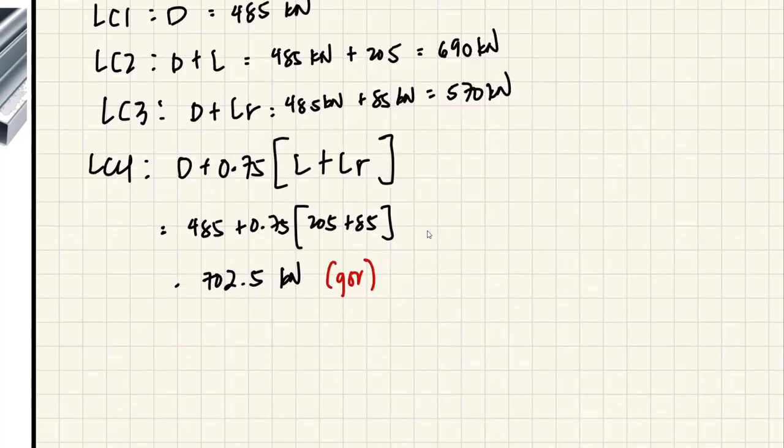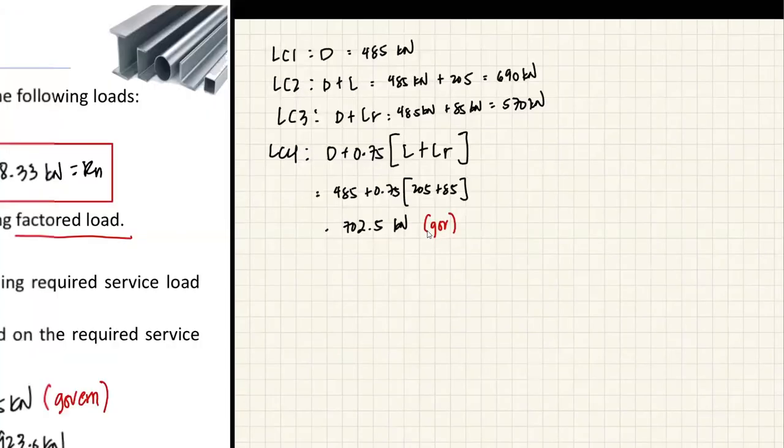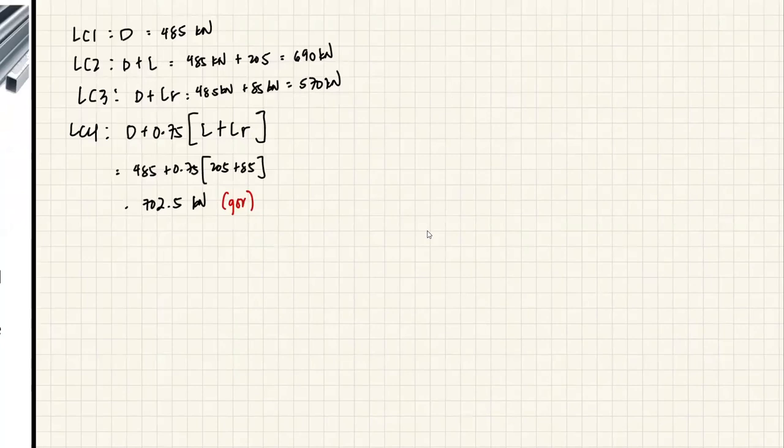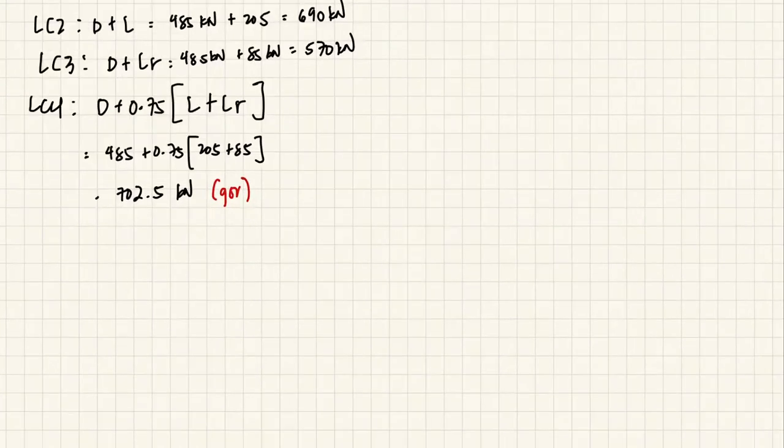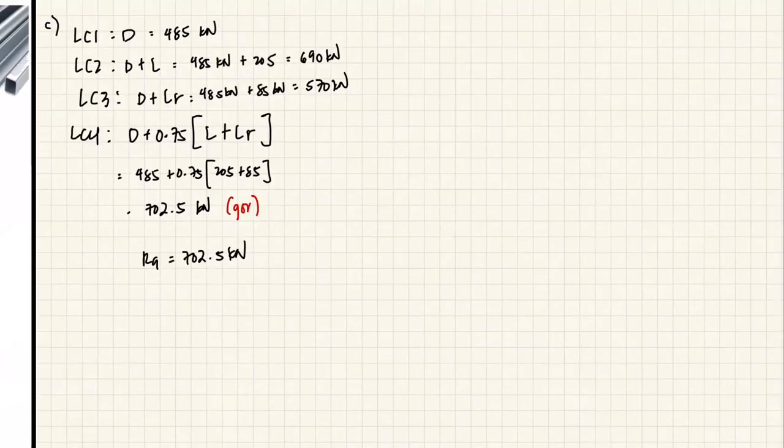So kapag ASD ang tawag natin sa kanya is yung governing natin na service load. Okay? Yung pinaka-service load strength natin. So RA is equals to 702.5 kilonewton. Okay? So ito yung sa letter C. And then ito yung magiging answer natin for the allowable load natin.